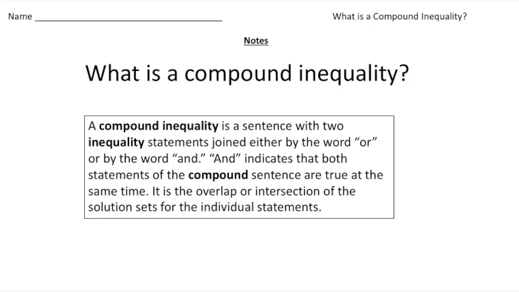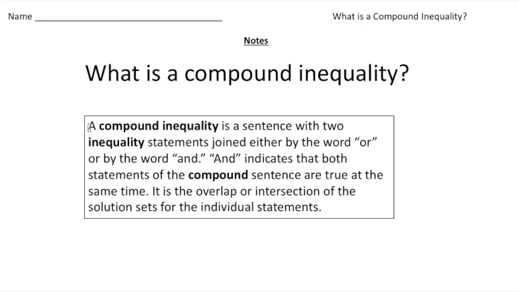This is a video about a new concept. It's called a compound inequality. So what exactly is a compound inequality? I'll just read you the definition. A compound inequality is a sentence with two inequality statements joined either by the word or by the word and.